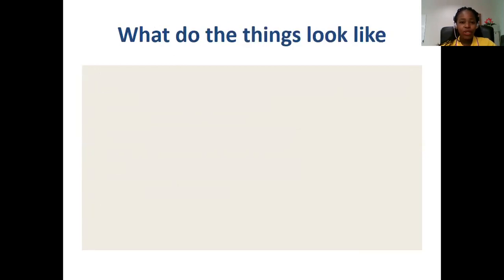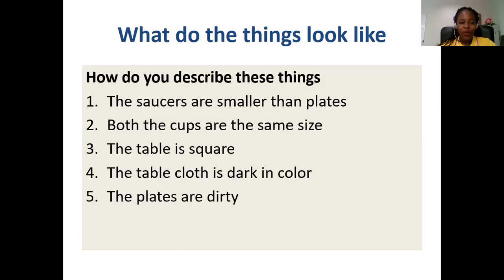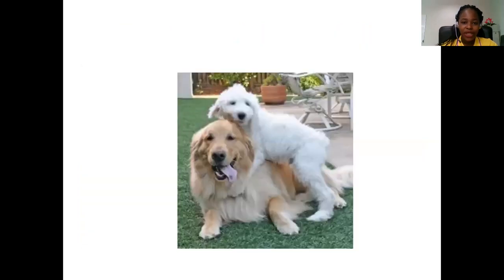What do the things look like? This asks for the description of the things that we see in the picture. The saucers are smaller than the plate. So basically this one gives the adjectives to describe the thing. Both cups are of the same size. The table is square. The tablecloth is dark in color. The plates are dirty. So small, same size, square, dark, dirty. Those are examples of adjectives.